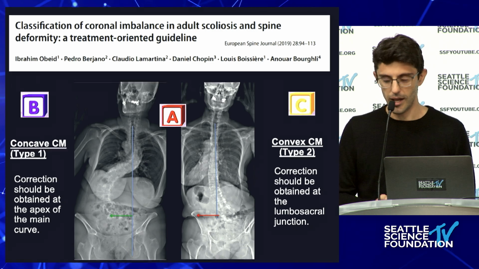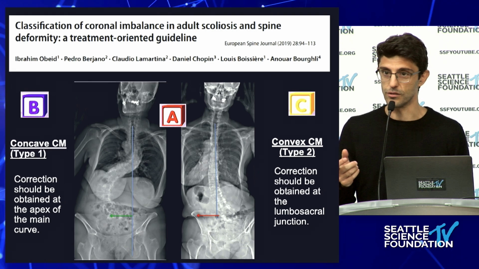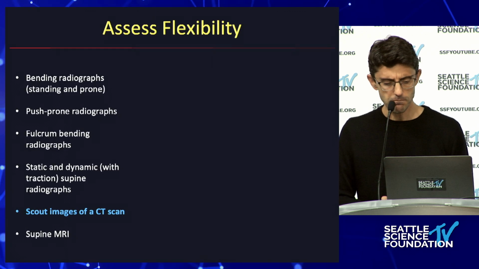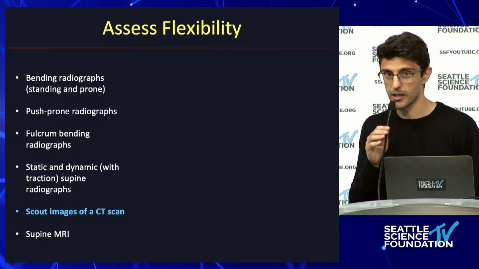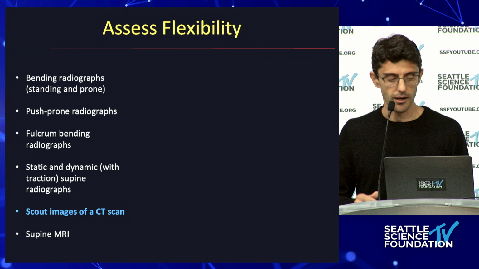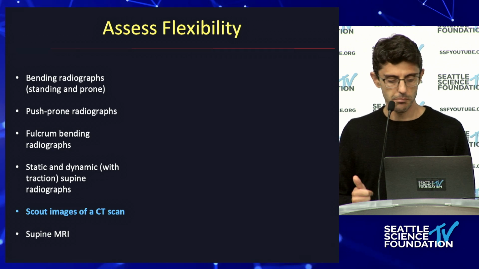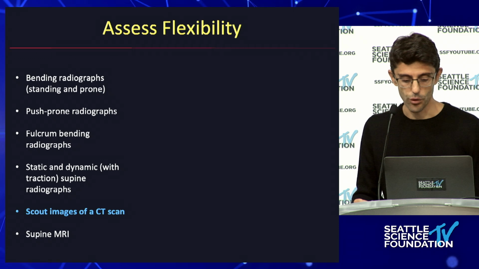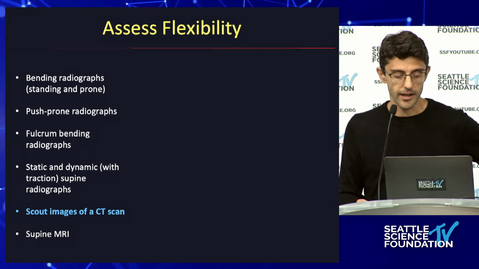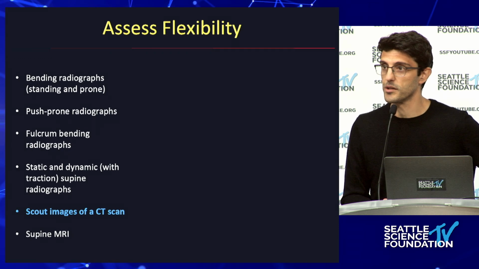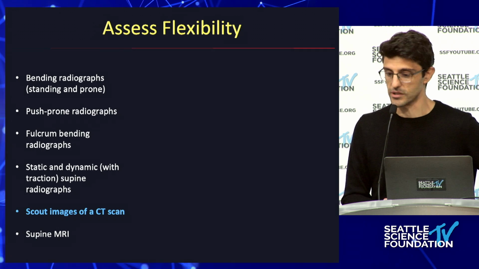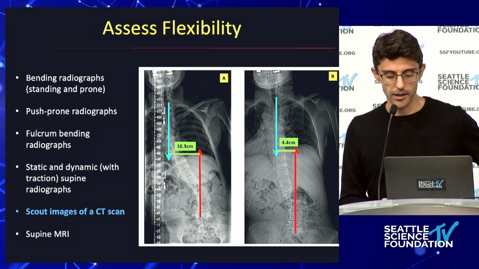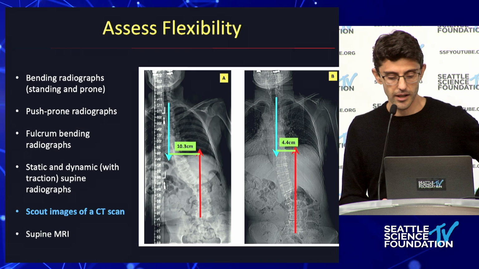And when we talk about correcting these deformities, it's important to understand the flexibility. And flexibility in the coronal plane can be assessed by a lot of factors and methods, as shown here: bending radiographs, standing or supine, push-prone radiographs, fulcrum bending, static and dynamic supine radiographs, and then, as mentioned in one of the prior talks, scout images of a CT scan and supine MRI. I'm a big proponent of the scout images of a CT scan.